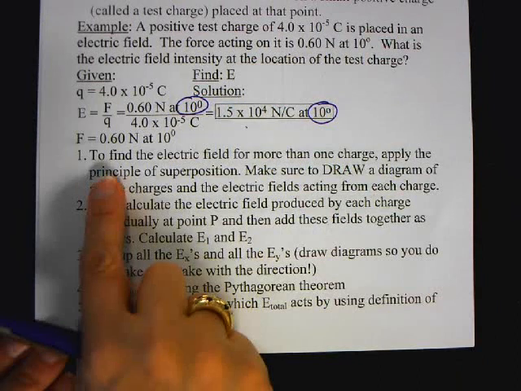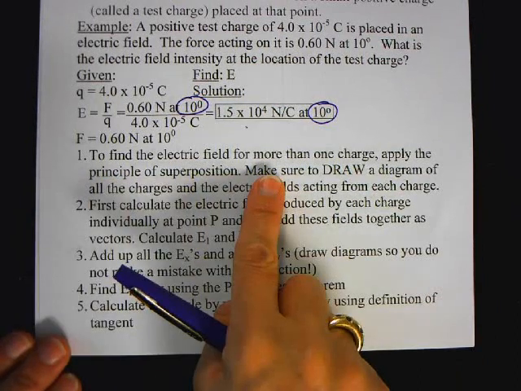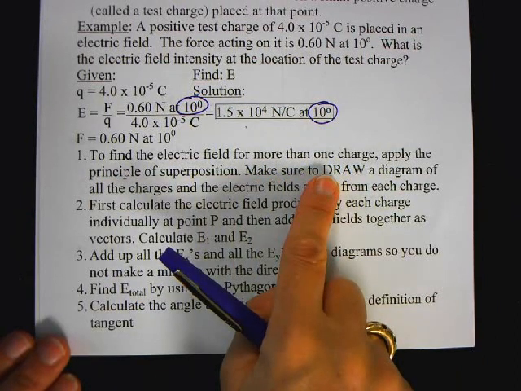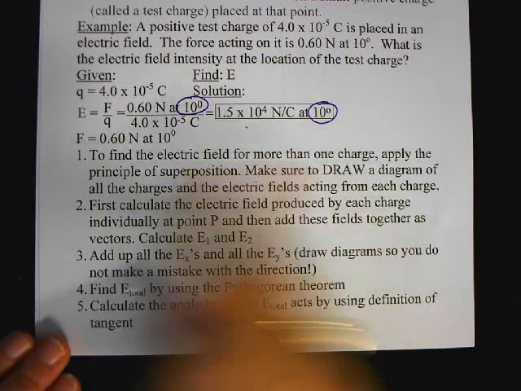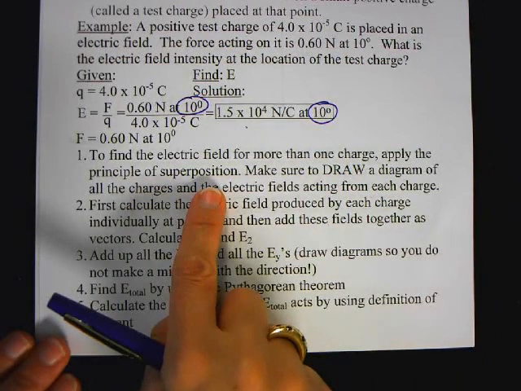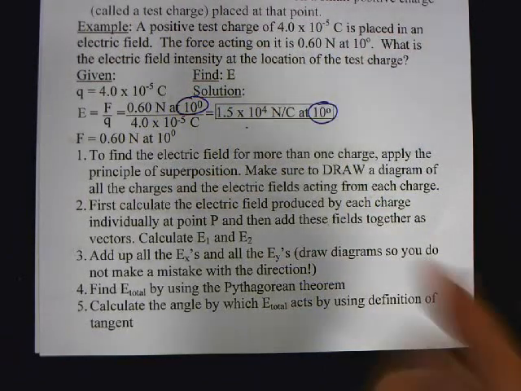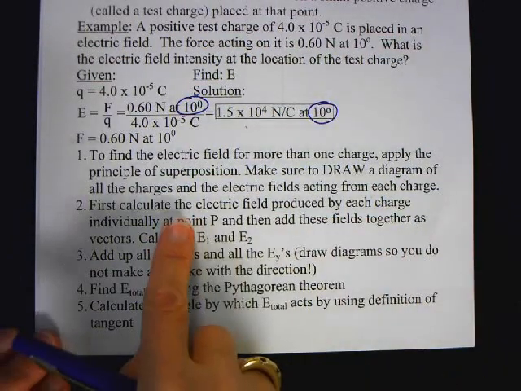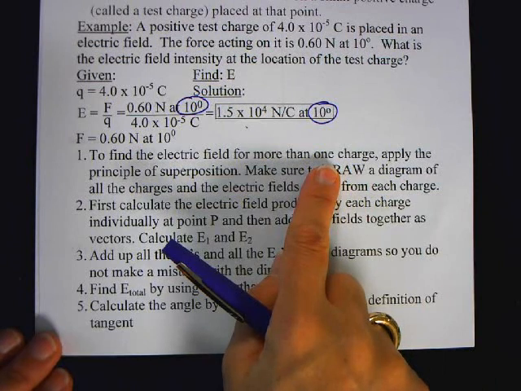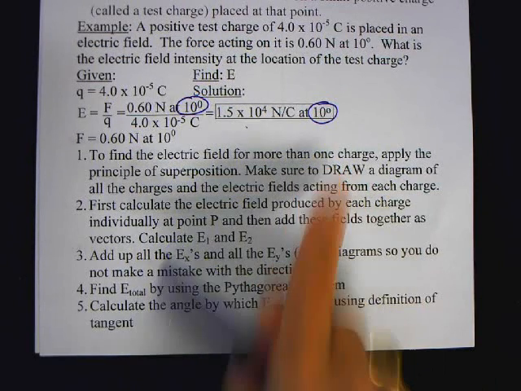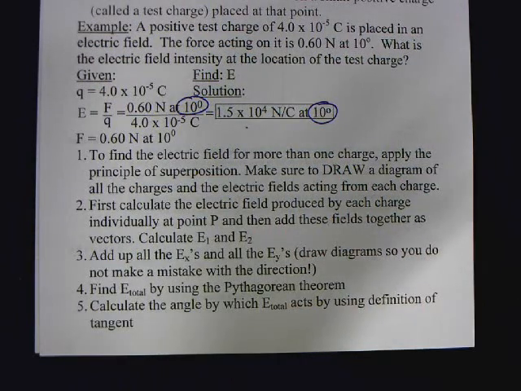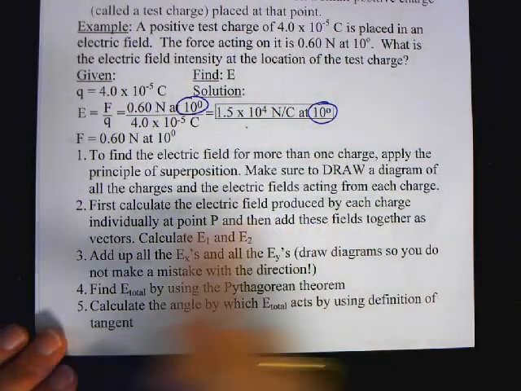So what do we do to find, here are our steps. Number one, to find the electric field for more than one charge, we're going to have to apply the principle of superposition. This is easy. What happens if I have, again, more than one charge? We're going to have vectors, and we're going to do just like we did before. We're going to make our table, right?